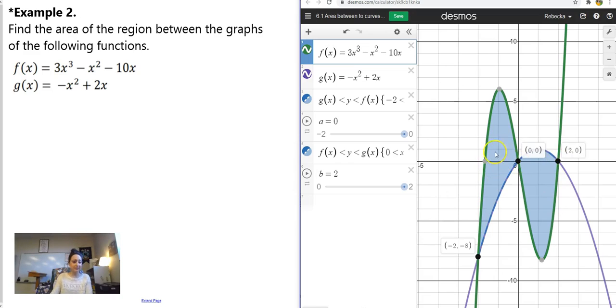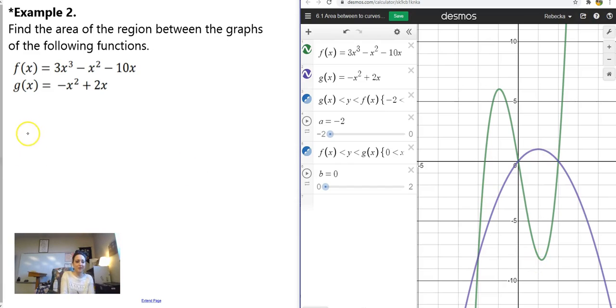Okay, so I'm going to need an integral to represent both areas, because notice that which is on top and which is on bottom, those two functions, they switch, right? So for that first piece, I've got green minus purple, if I do top minus bottom. For the second piece, I have purple minus green. Okay, so let's set up our integrals.